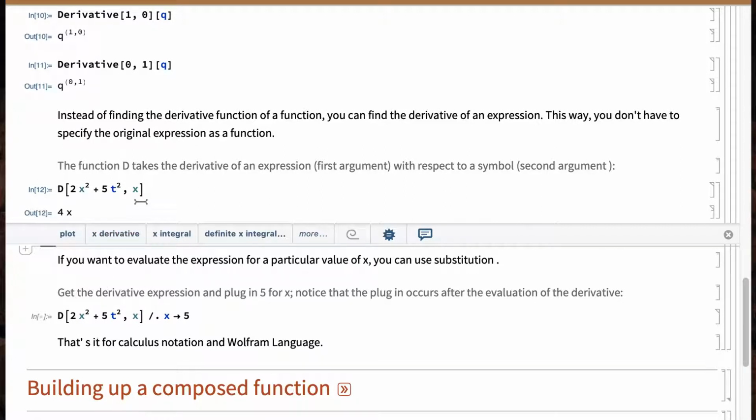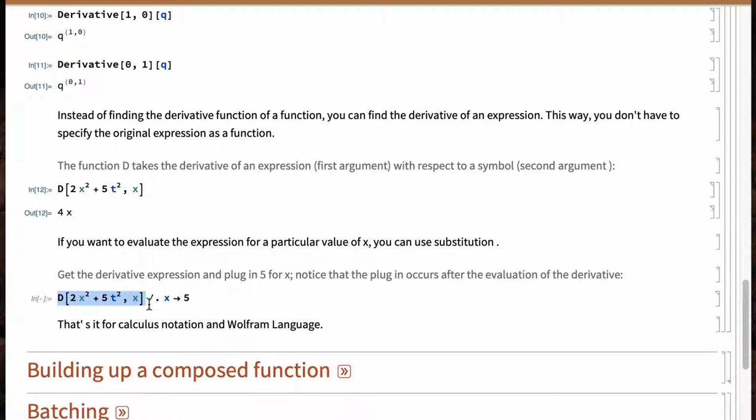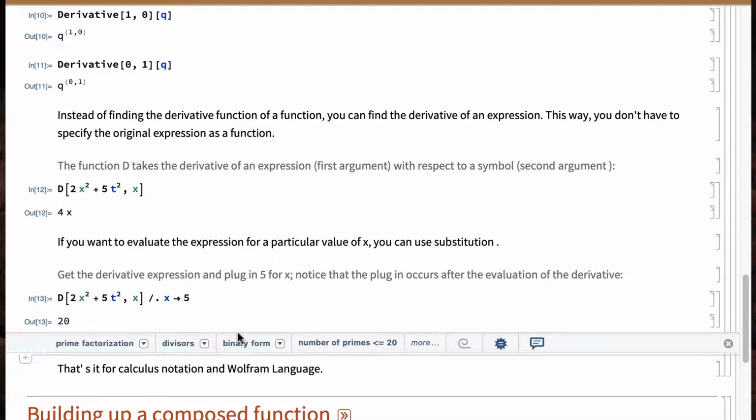How do you evaluate this expression at a value? You're going to use the /. replace all command that we've seen. So it's take the derivative and then plug in x goes to 5. And that's all the calculus we need, more or less, for understanding backpropagation and how to train a neural network.